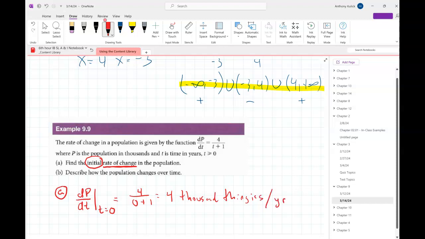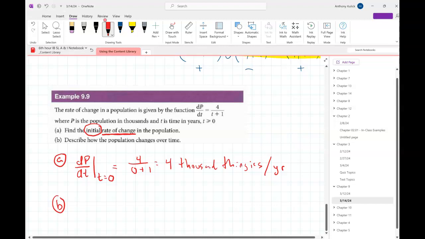I don't know what this population is of, so it's just 4,000 thingies, whatever those thingies are. I don't know if it's people or wolves or unicorns or fairies or leprechauns or what, but everybody's good there? Okay.